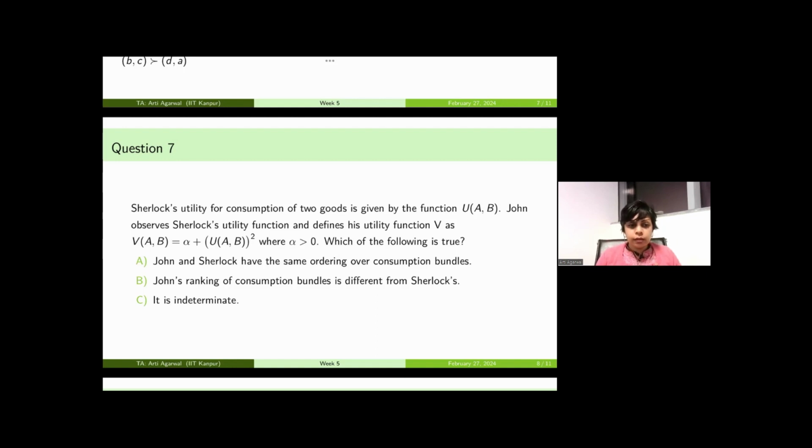Okay, so what is this question really talking about? What it is saying is that there are two utility functions of two people. There are two goods, A and B. One person's utility function is u of A comma B, and the other person's utility function is u squared plus alpha, where alpha is some positive parameter. Okay, so now what happens in this case? What is this thing called, what we are doing here?